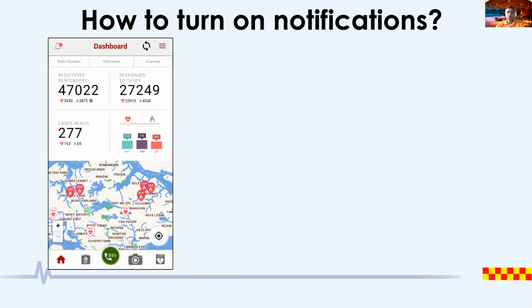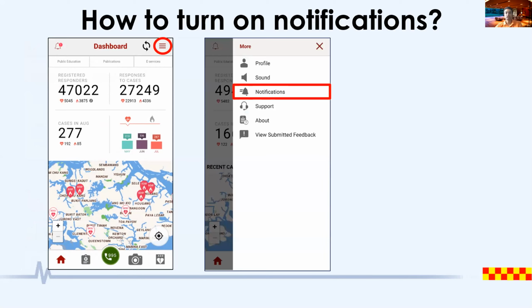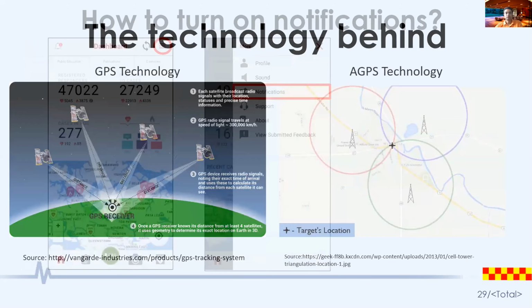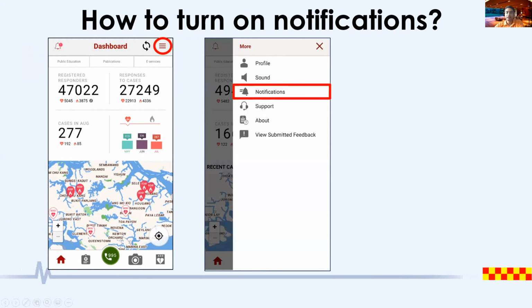How to turn on these notifications? You have to click on the 3-line item on the right-hand side, which is circled in red. From the drop-down menu, tap on the notification part. Then select whether you want to receive notifications. Sorry, I just jumped the slide. Then select when you want to receive notifications for medical cases or fire. I will show you what exactly those notifications would be, and that's how the notification will be turned on.